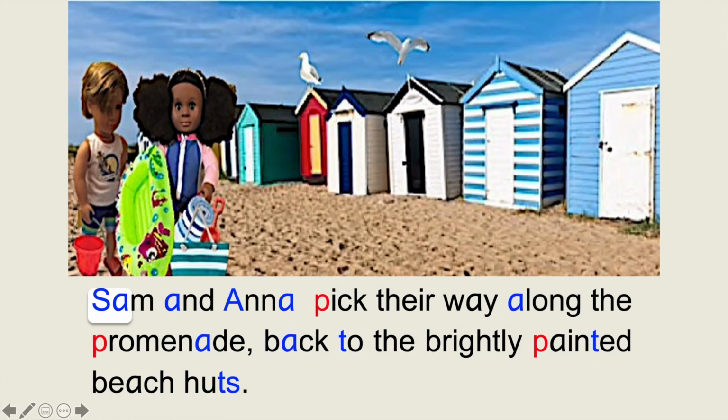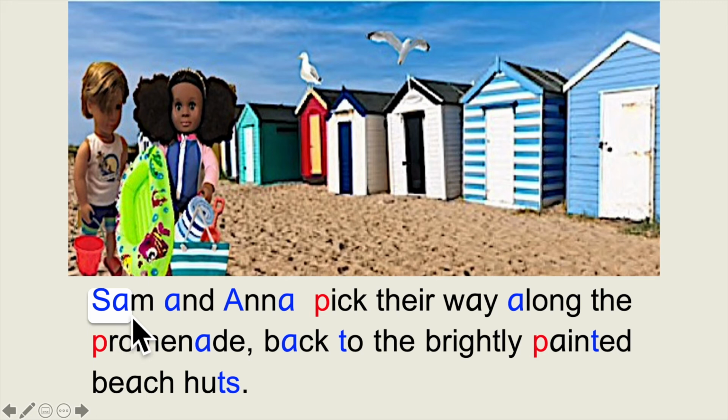Sam and Anna pick their way along the promenade back to the brightly painted beach huts. The promenade, say that, promenade, promenade. That is the walkway right by the sea where you can walk along and look at the sea without going onto the beach. Let's have a look at the blend. There's only one blend, and it's the one we've done lots of times. Sa, sa.